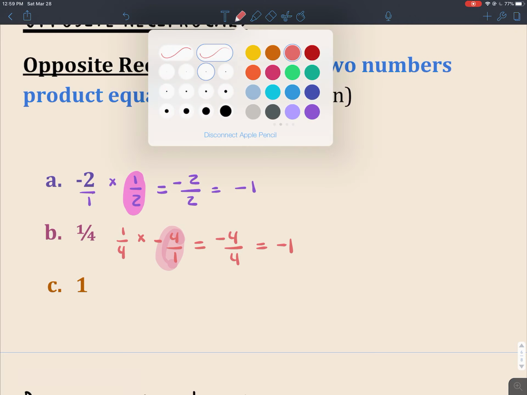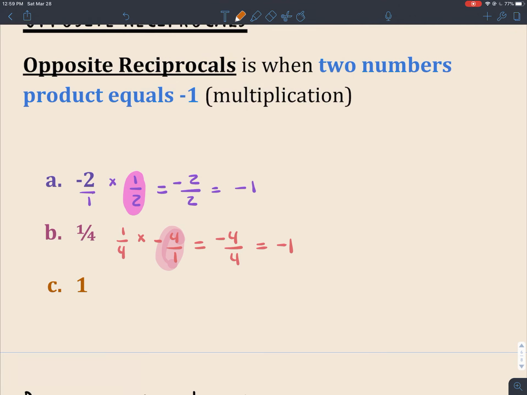And then 1 is kind of a special number. All we have to do is multiply it by its opposite. So the opposite would be negative 1, and if we multiply them, we get negative 1. So in this case, negative 1 is the opposite reciprocal.